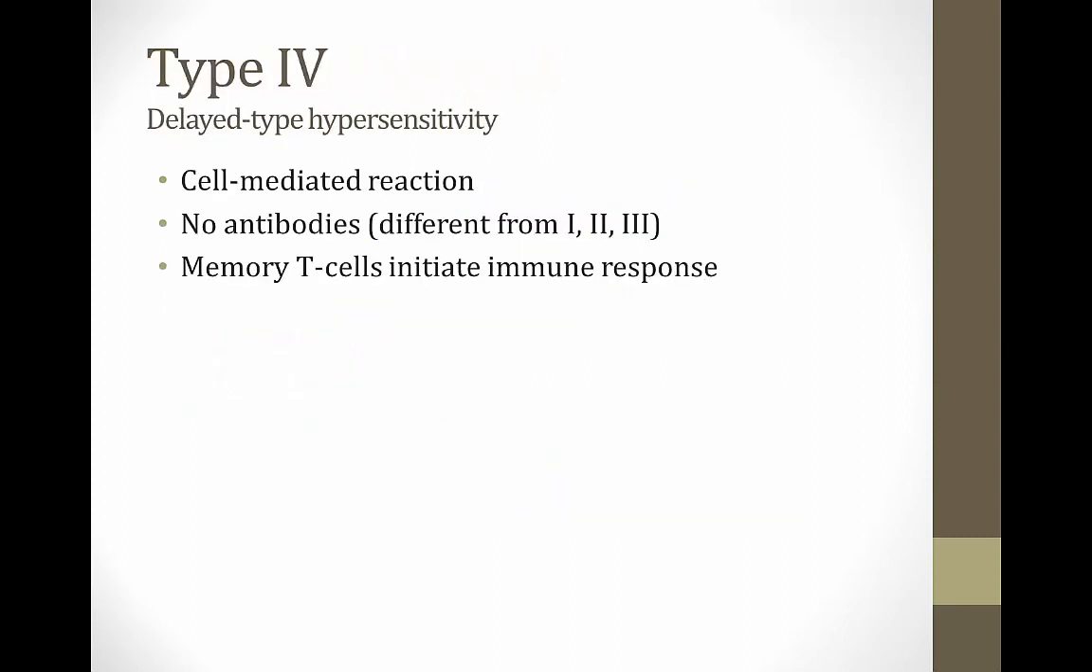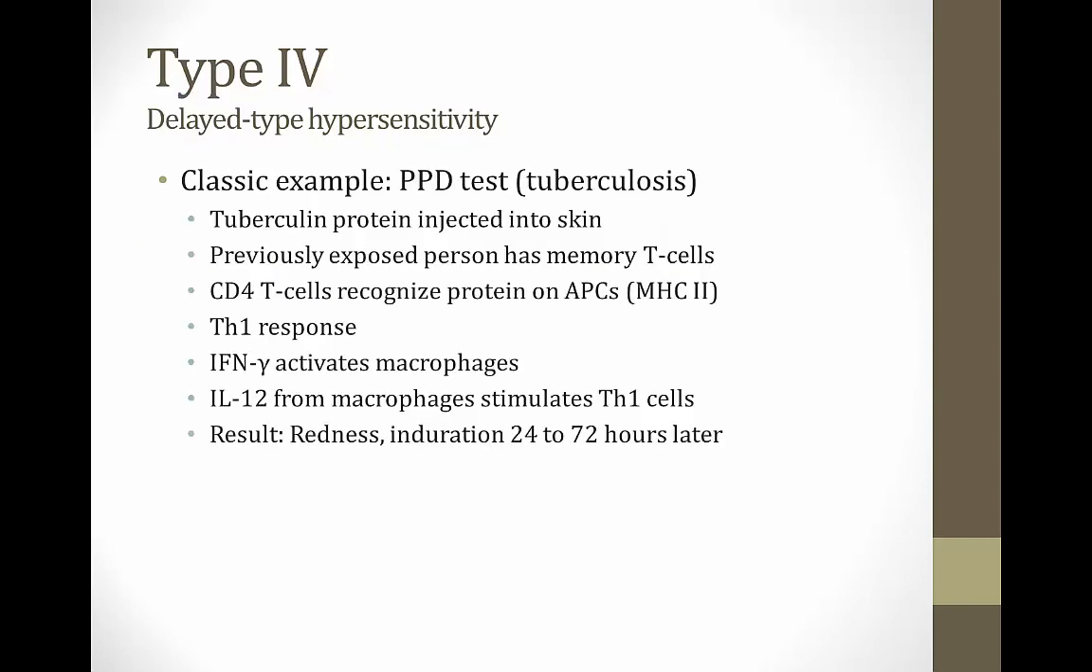The final type of hypersensitivity reaction is the type 4, which is also called delayed type hypersensitivity. And in contrast to all the other types, this is entirely cell-mediated and does not involve any antibodies at all, which makes it very different from types 1, 2, and 3. This is a memory T-cell response to an antigen. The classic example of a type 4 hypersensitivity reaction is the PPD test for tuberculosis. In this test, you administer a small amount of a protein called tuberculin under the skin.